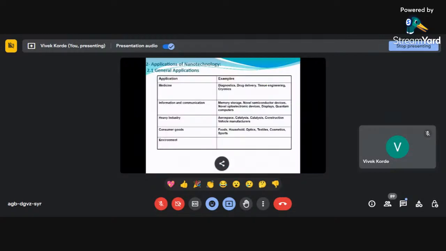Now we can see applications of nanotechnology. This is the general categorization of applications. The most bold fields are medicine, information and communication, heavy industry, consumer goods, and environment. So here, as we see under every head, under medicine, examples are diagnostics, drug delivery, tissue engineering, cryonics, etc., cryogenics. So there are many applications under one head.